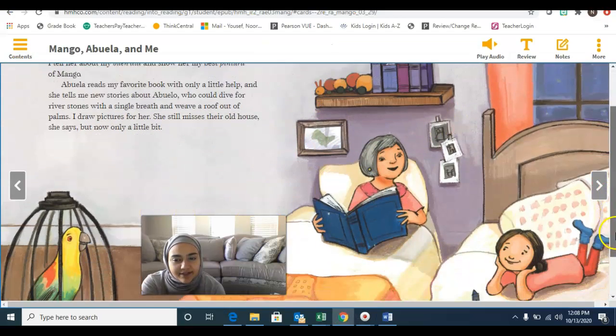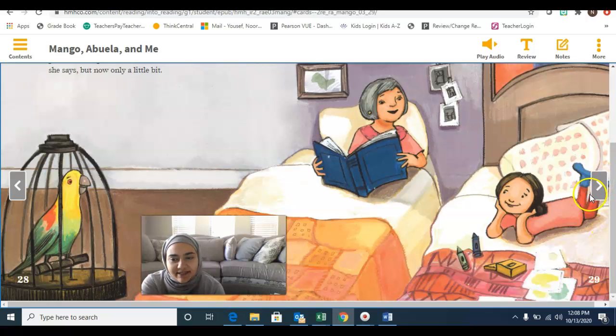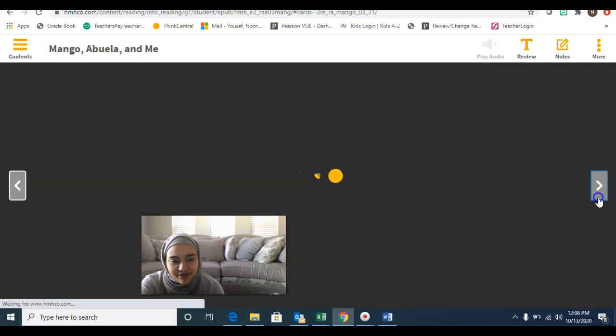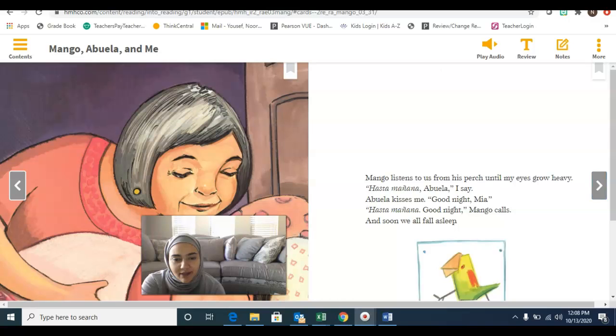Oh, very good. So now they can actually talk to each other. So it says mouths full of words. So now they have a lot to say to each other.